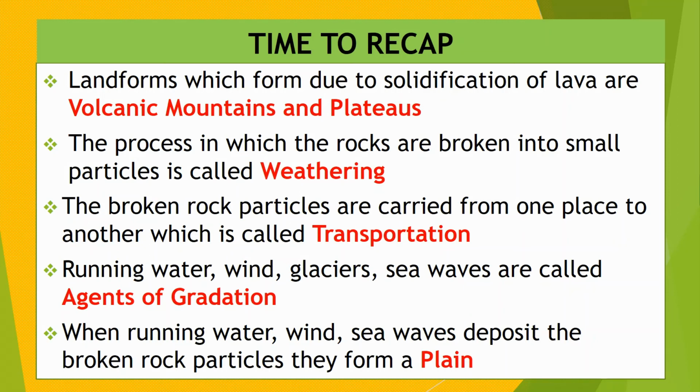The process in which rocks are broken into small particles is called weathering. The broken rock particles are carried from one place to another, which is called transportation. Running water, wind, glaciers, sea waves are called agents of gradation. When running water, wind, sea waves deposit the broken rock particles, they form a plain. Plain, plateaus, mountains, these are examples of physical features.